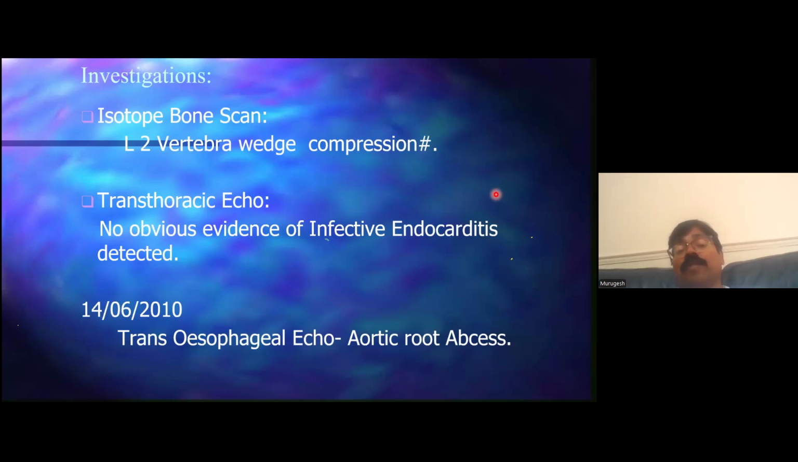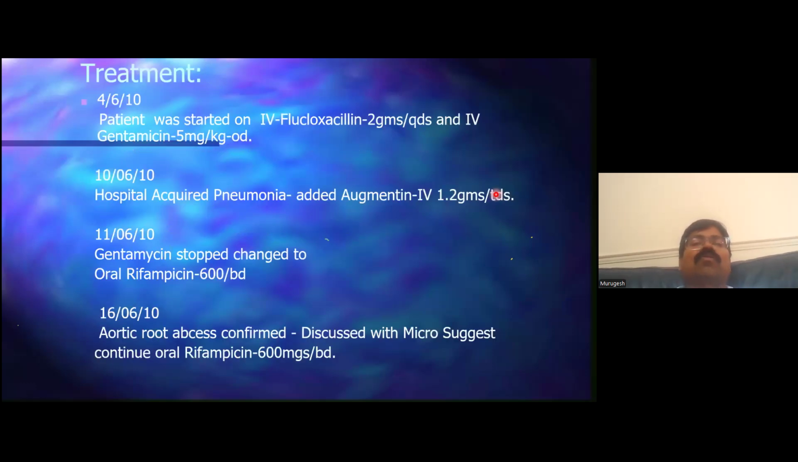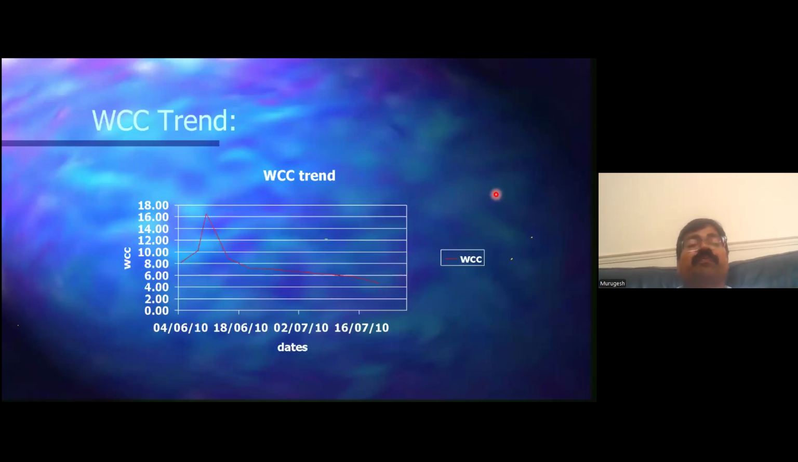This patient is an elderly patient. Because of that, she refused surgery. So we have to sort out with antibiotic. Initially, she was commenced on Fluclox and gentamicin, and she had a hospital-acquired pneumonia on 10th, and she was given co-amoxiclav for that. And on the 11th, we changed the gentamicin to rifampicin. And since the aortic root abscess was confirmed, we continued the rifampicin.